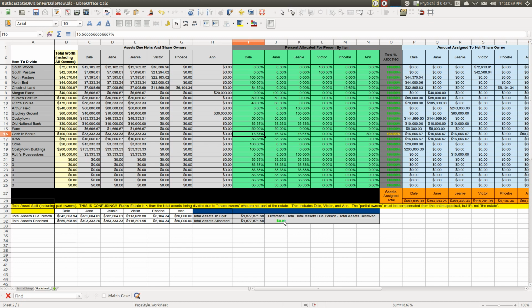So all this tallies up, and that's just pretty much how you use this spreadsheet. You just keep thinking you get these numbers really close, or close enough where you can use cash assets to make up the difference. And like I say, I'm sure Jeannie will be easy to negotiate with, as long as they're within $10,000 to $15,000. And that's it.